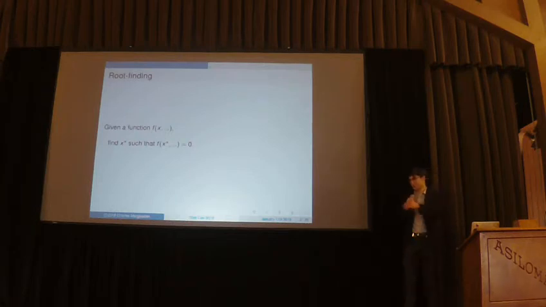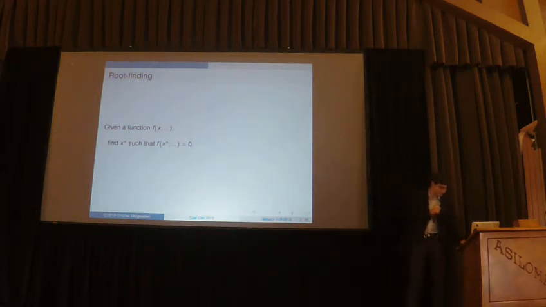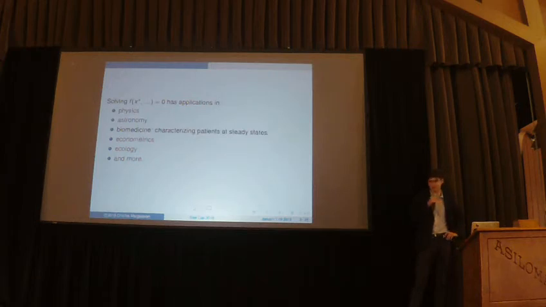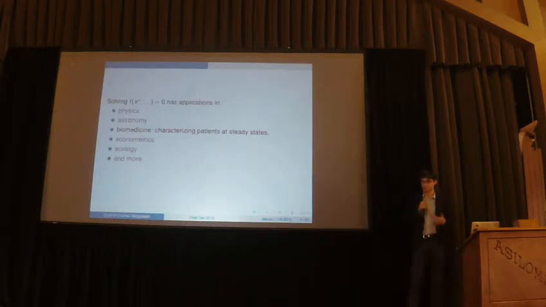And of course, this has a lot of applications because whenever you have some algebraic equation or some equality, you can just take one side of the equation, put it on the other side, and then you have a function that you want to make go to 0. The applications are in a lot of fields, and the one I'm going to focus on is biomedicine, and especially characterizing patients at steady states. This is not only an application, but actually one of the motivating problems that made the Stan developers come up with this new function.